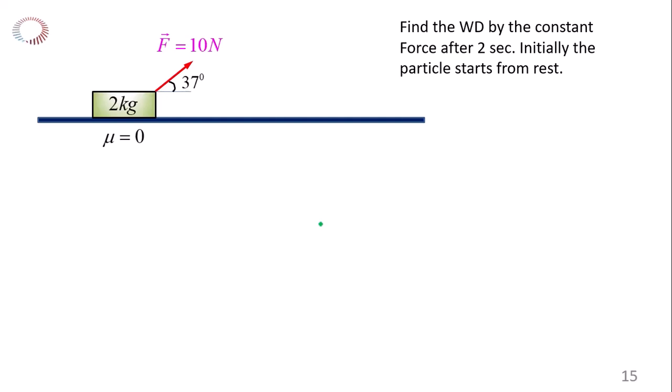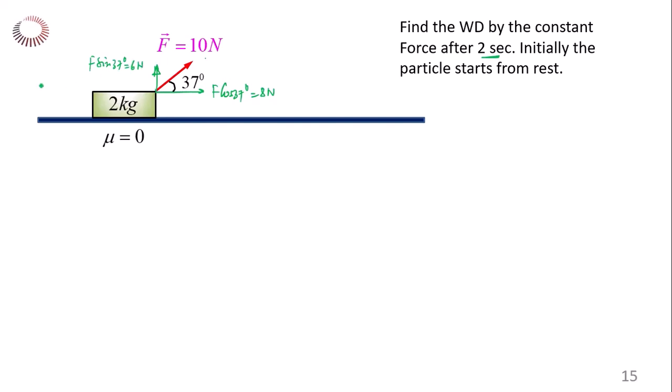Okay, now let us say another situation. You are applying a force of 10 Newton on a particle at an angle of 37 degrees. For this situation, we have to calculate the work done by this force after 2 seconds. If I resolve the force into two components, can I say this is F cos 37? Yes. So that is 8 Newton. And the vertical force is how much? F sin 37, that is 6 Newton.